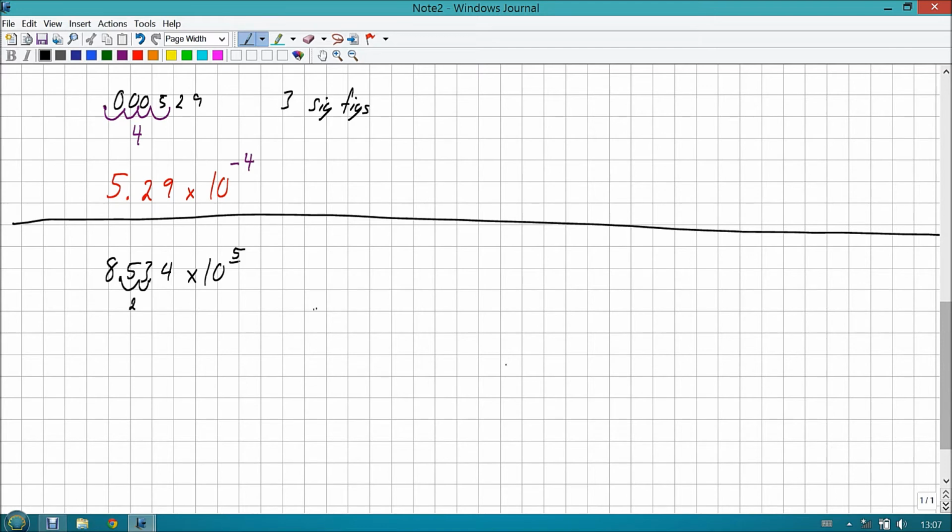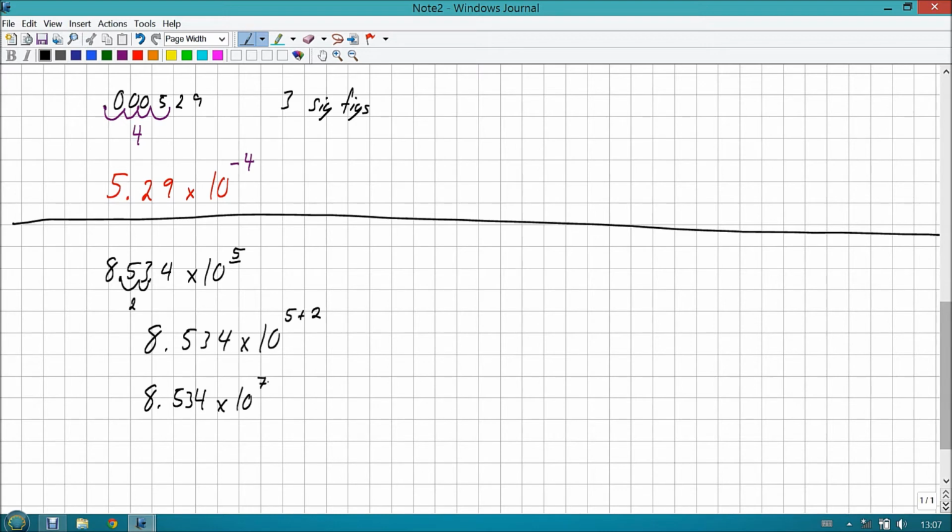So what does that do to my exponent? I've already got a times 10 to the power or something, so what do I do there? Real easy. You add. So this becomes 8.534 times 10 to the original 5, but I moved it over 2 more spaces, so I add 2 more to it. When I do that, I get 8.534 times 10 to the 7th.